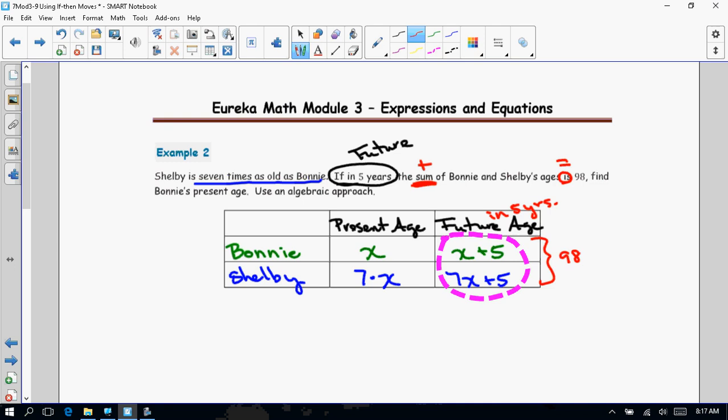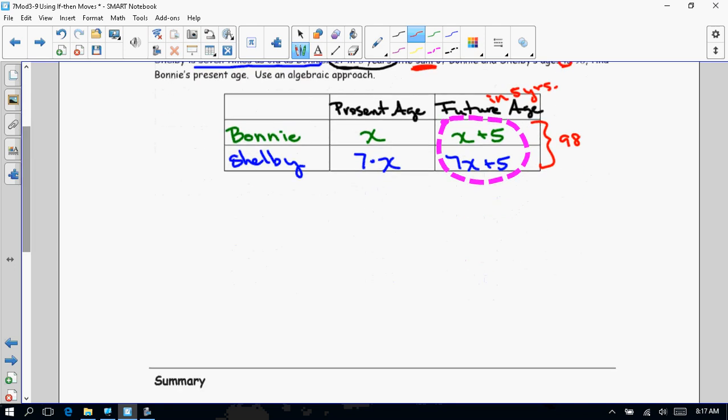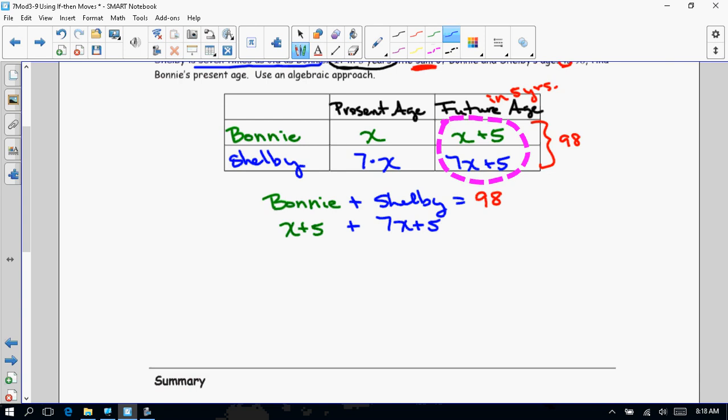Just those 2. So let's write out our equation then. So we have Bonnie, right, plus Shelby equals 98. There's the game plan. Well, Bonnie, we know, is x plus 5. Shelby, we have figured out, is 7x plus 5. And we know that this equals 98. I'm going to rearrange it, simplify everything on the left-hand side before I do anything with solving it.